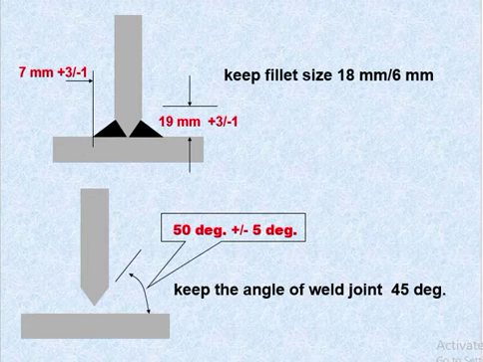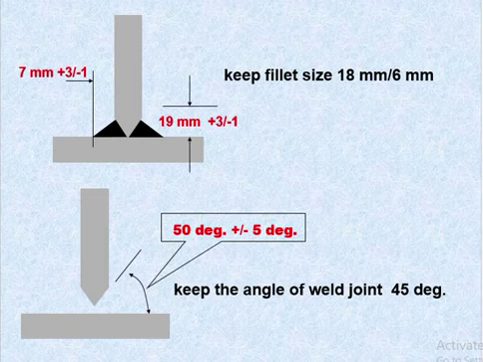You see here 7 mm plus 3 minus 1. Here is 19 mm plus 3 minus 1. Keep fillet size 18 mm by 6 mm. Okay, keep 18. So here is minus 1. So you can measure it. You can keep here 18 mm and 7 mm plus 3 minus 1.